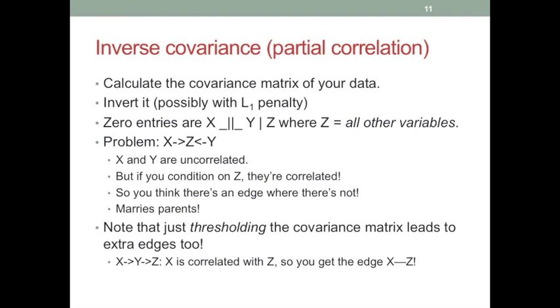So that's one way to get extra edges in the graph. Another way to get extra edges in the graph is to simply threshold the covariance matrix. And again, this is a widely used method in fMRI, to just simply threshold the covariance matrix. Now, what's the problem with that? Well, if you have x arrow y arrow z, then you have x being correlated with z. So you get an edge x to z. Now, granted, this edge x to z is going to be weaker than the edge x to y or y to z in general. So if you set the threshold high enough, it's going to disappear from your graph. But nevertheless, theoretically, it should be there.